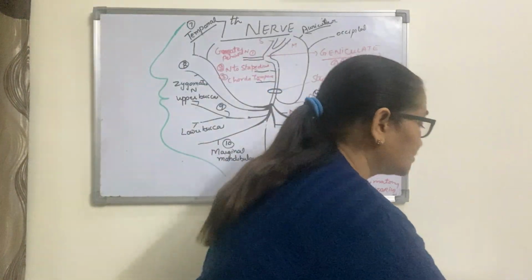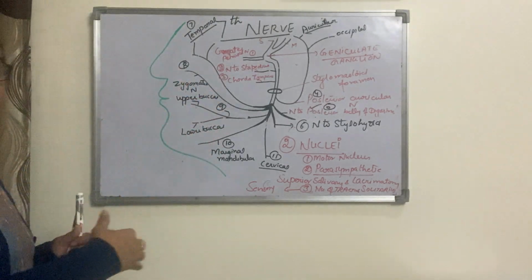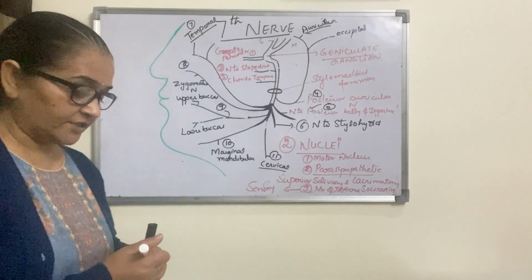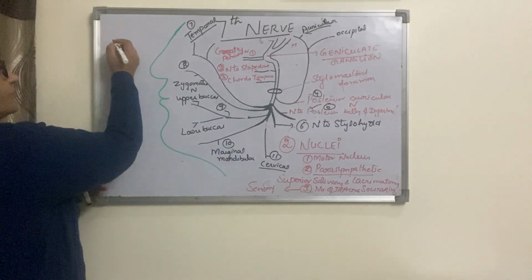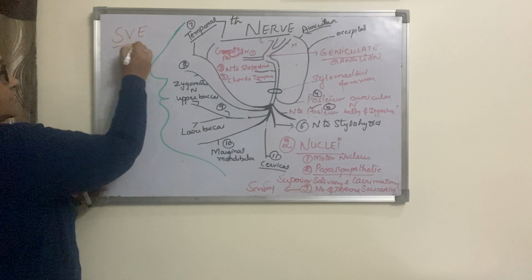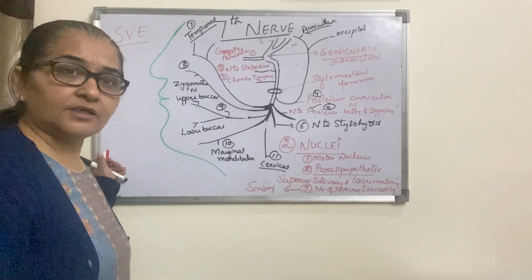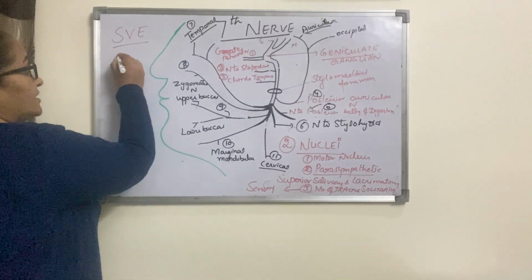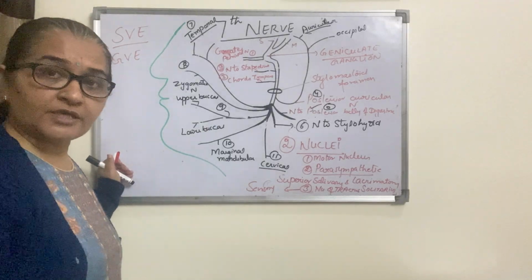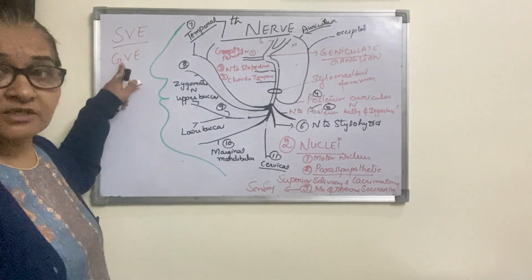Now coming to the functional components of this nerve. As I have told you, the different supplies which are given by this nerve, accordingly we will discuss the functional components. So the first functional component is special visceral efferent. I told you this is the nerve of the second branchial arch. So the muscles arising from the second branchial arch are supplied by the facial nerve. The next component is the general visceral efferent. General visceral efferent is basically the supply to the submandibular and sublingual glands. So that is general visceral efferent.